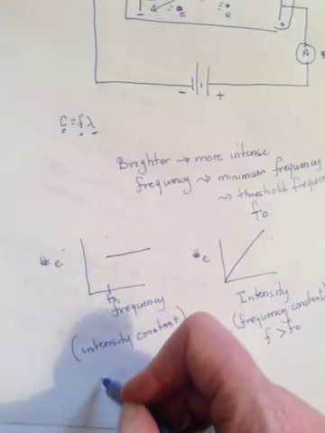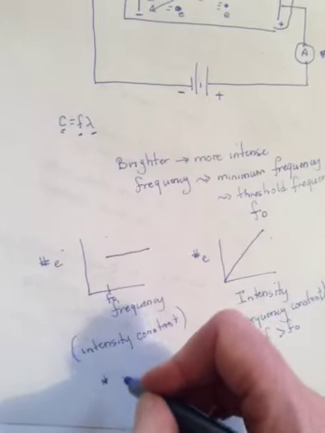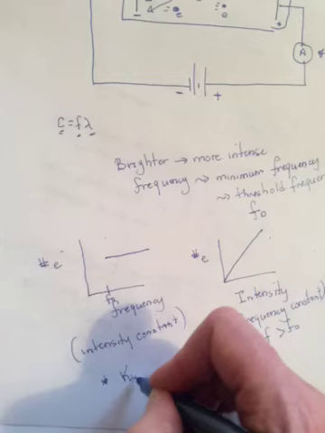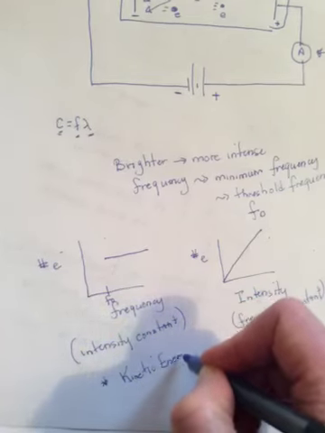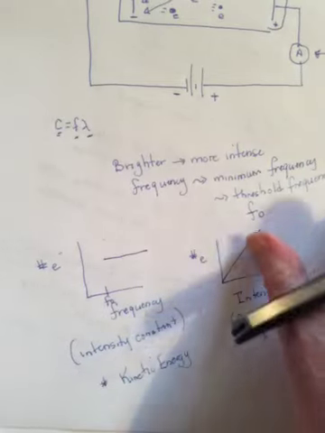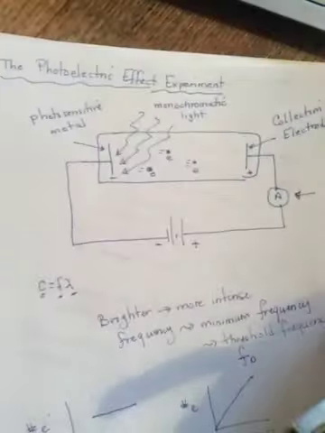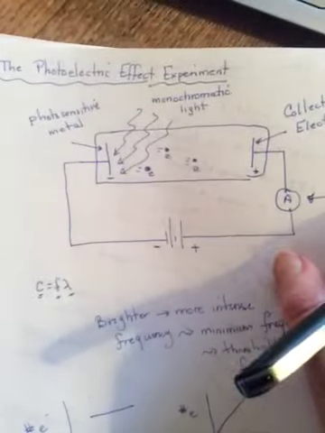But what they did notice seemed to change as the frequency increased was the kinetic energy of the electrons. The electrons seemed to move across quicker. The current was being registered in the ammeter quicker. And so they wanted to study it more in depth, and so they changed the setup.